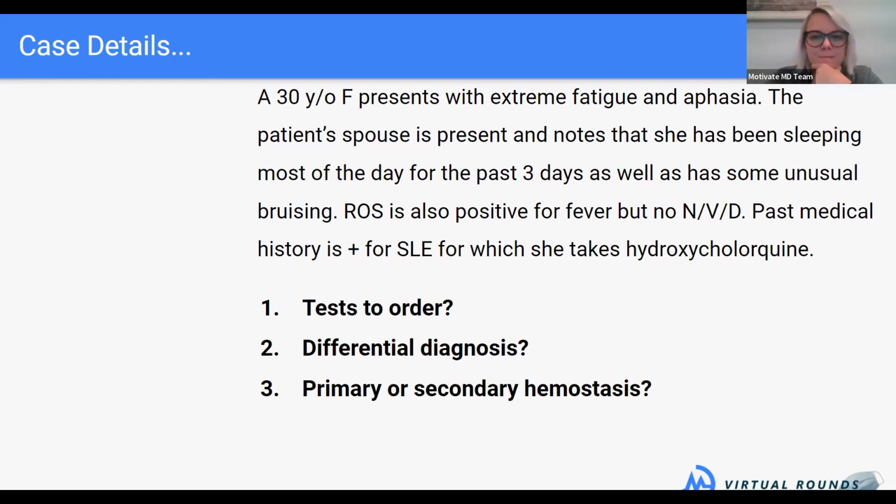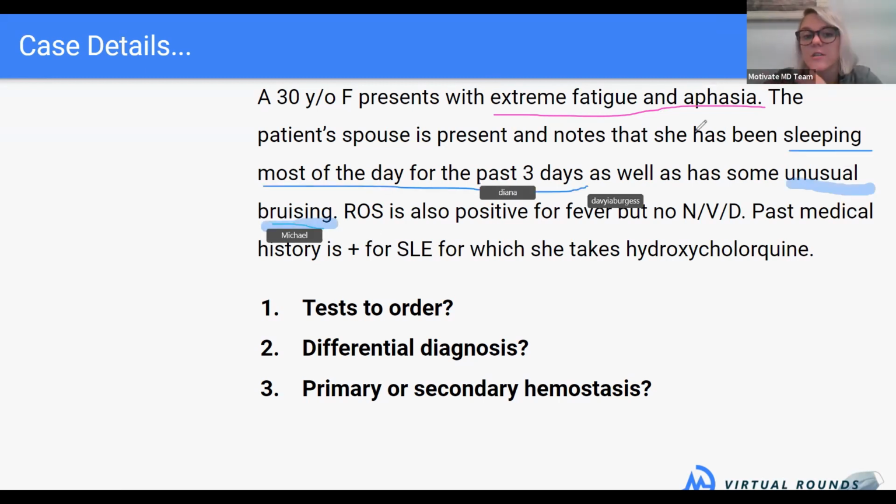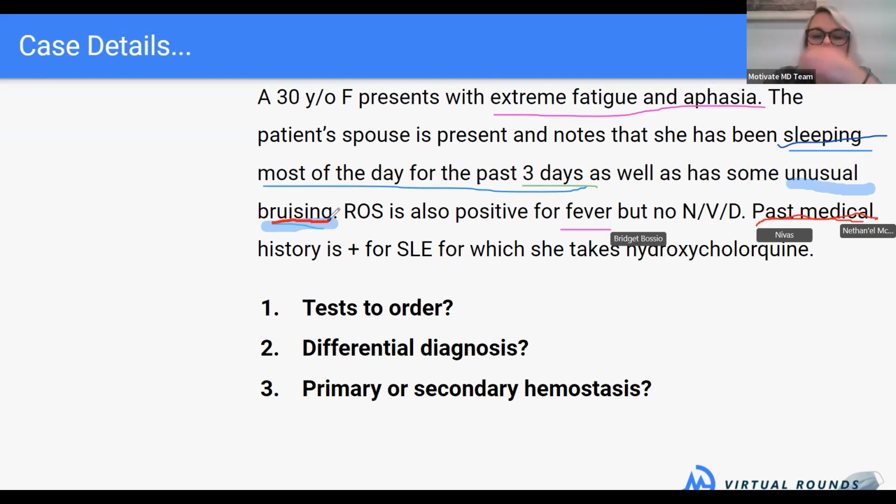Good. So somebody pointed out the extreme fatigue and aphasia. Good. That is essentially the chief complaint. Sleeping most of the day. Good. So it really shows that fatigue. Unusual bruising. Good. I would say that too. I think that's important. Fever. Okay. Good. And she has lupus. Good. So I think you guys are on point.